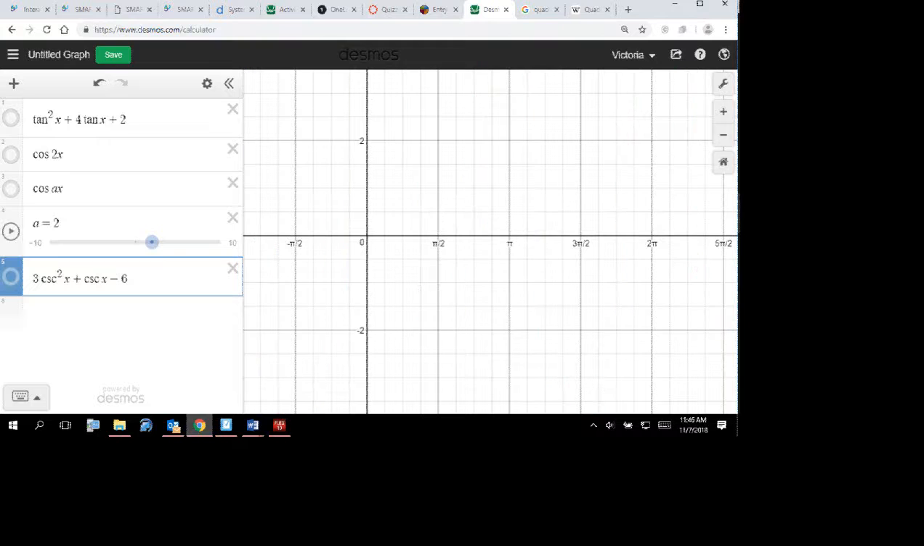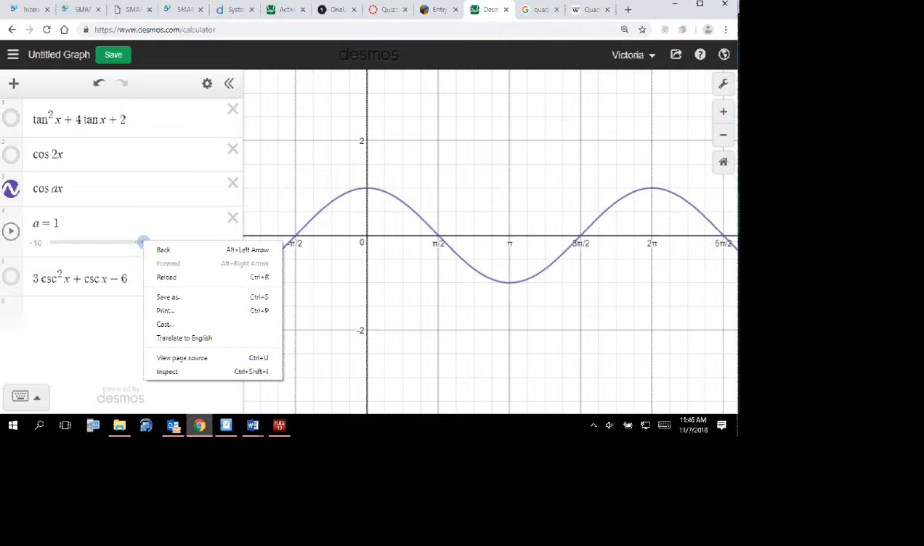What I want you to graph is just graph on your Desmos, or just look at mine. I'm graphing cosine AX, so I just put a variable in. And then I'm going to make my A value 1. Not negative. 1. Easier to do when I'm using my mouse. So I have cosine AX, and right now my A value is 1. So I have the graph of cosine X.